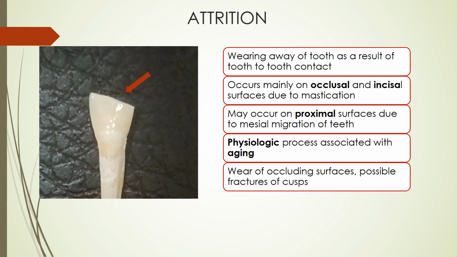In the cases of advanced attrition, the enamel will be completely worn away in a few areas, resulting in extrinsic yellow or brown staining of the exposed dentine. Attrition is also very useful in age estimation techniques that are used in forensic odontology.